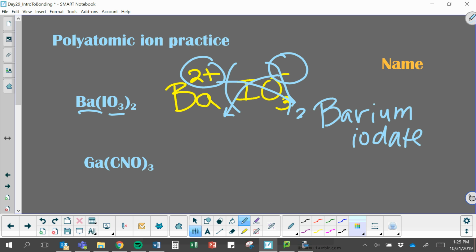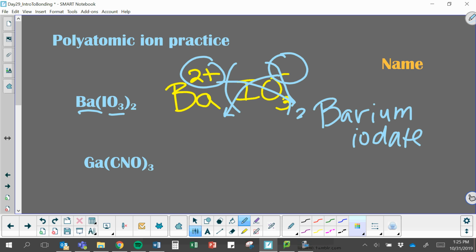What I understand is that there's only one iodine. There's 3 oxygens, when iodine needs 1 electron, oxygen needs, well, if you have 3 of them, they need 6.